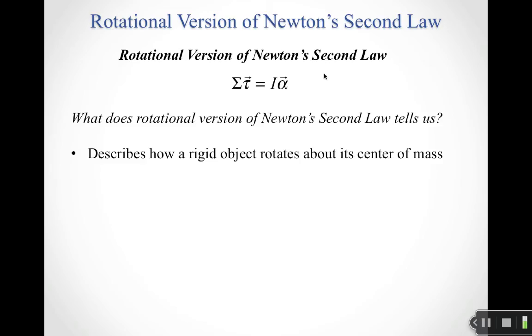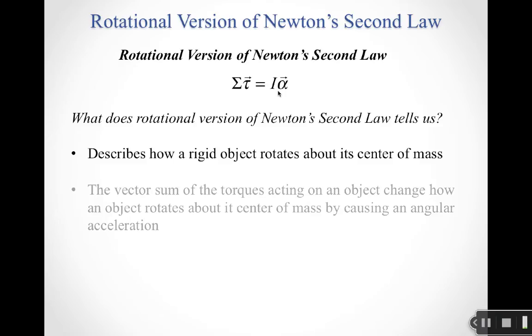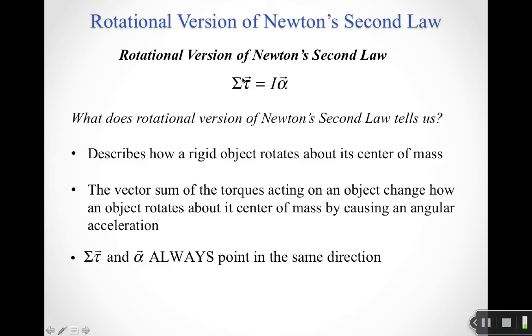Well, again, what this tells us is it describes how a rigid object rotates about its center of mass. So our translational version tells us how the center of mass moves. This equation tells us how an object rotates about its center of mass. It tells us that the vector sum of the torques acting on an object change how an object rotates about its center of mass by causing an angular acceleration. It tells us that that net torque always points in the same direction as the angular acceleration.